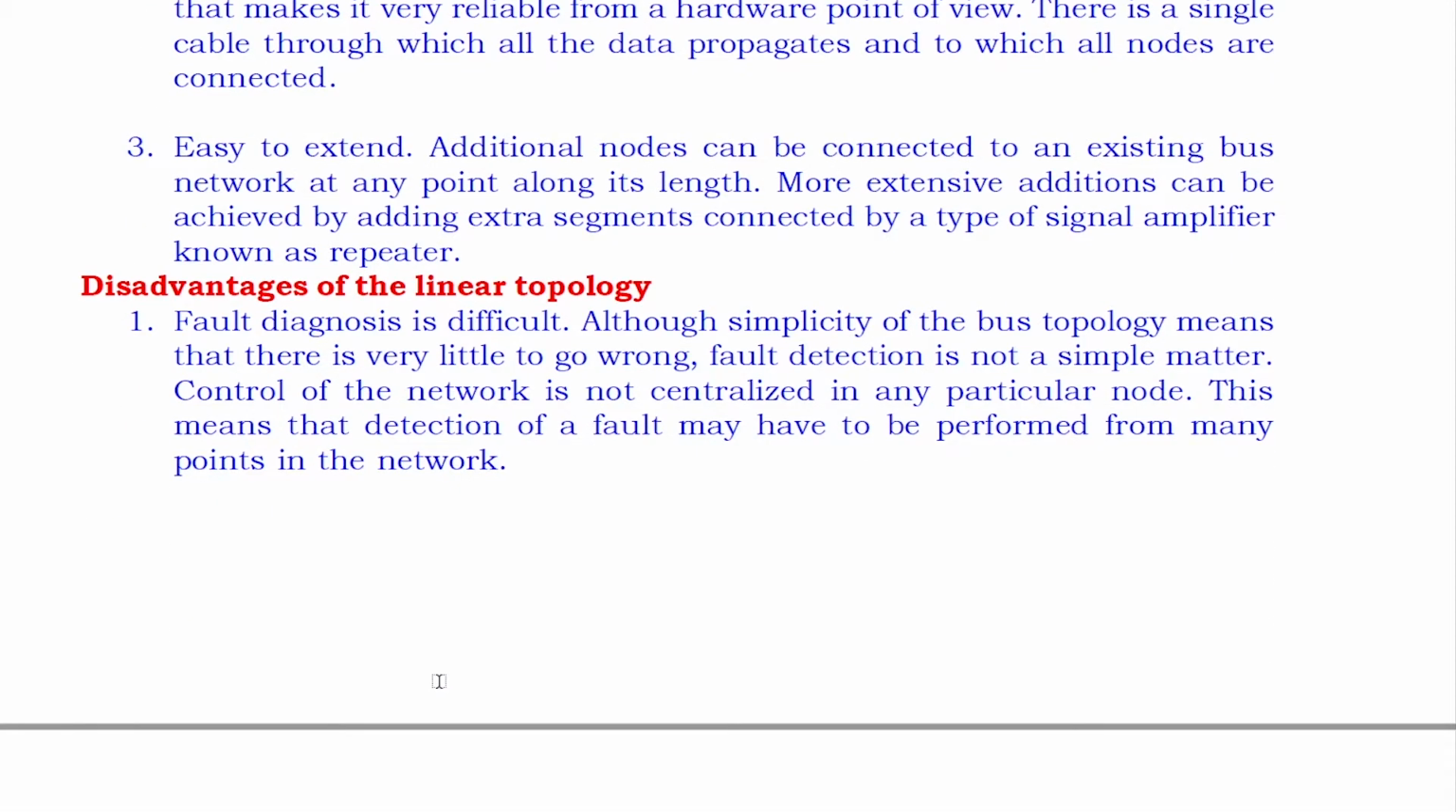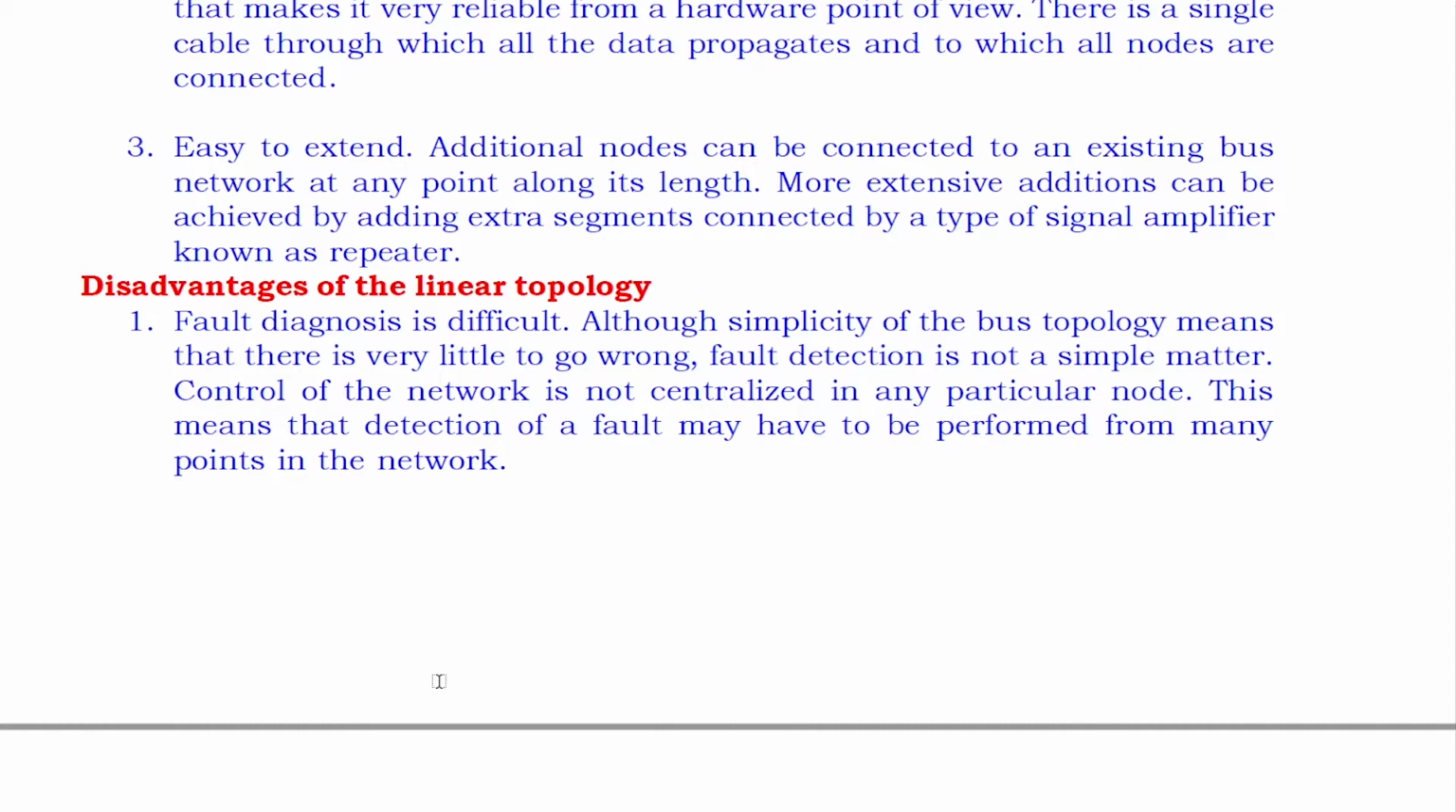The disadvantage is that fault diagnosis is difficult. Although the simplicity of the bus topology means that there is very little to go wrong, normally errors may not occur, but there is a possibility of error. Fault detection is not a simple matter. Control of the network is not centralized in any particular node. So this means that detection of a fault may have to be performed from many points in the network.